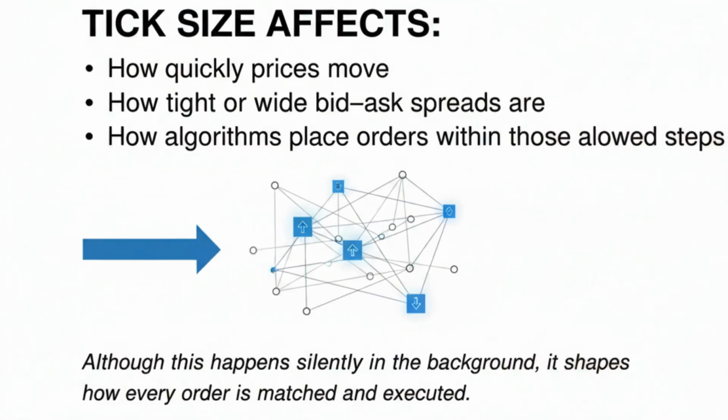Tick size affects how quickly prices move, how tight or wide bid-ask spreads are, and how algorithms place orders within those allowed steps. Although this happens silently in the background, it shapes how every order is matched and executed.